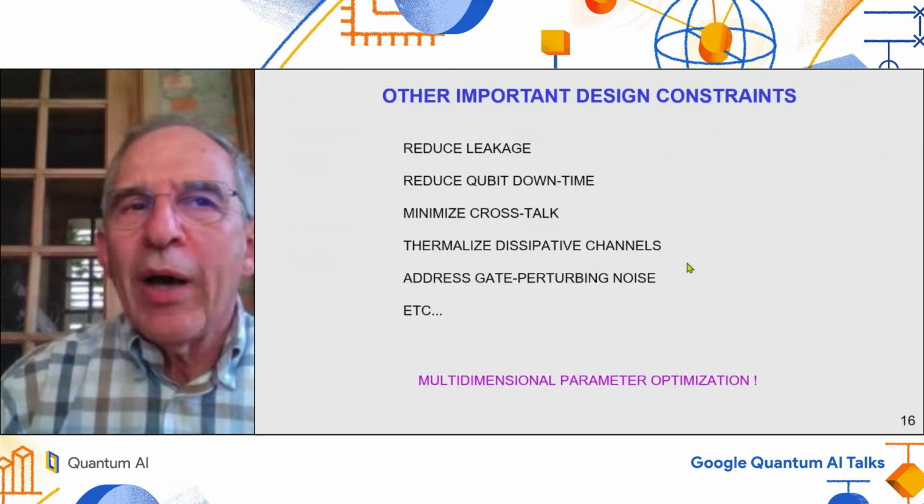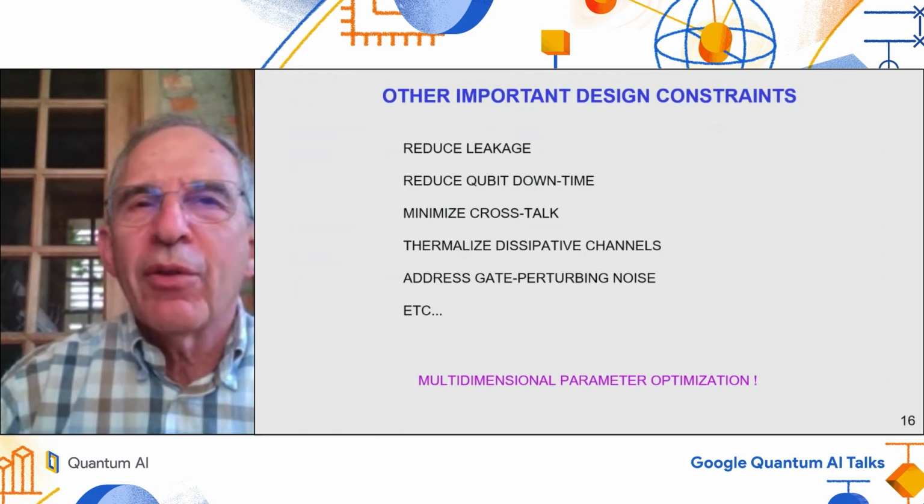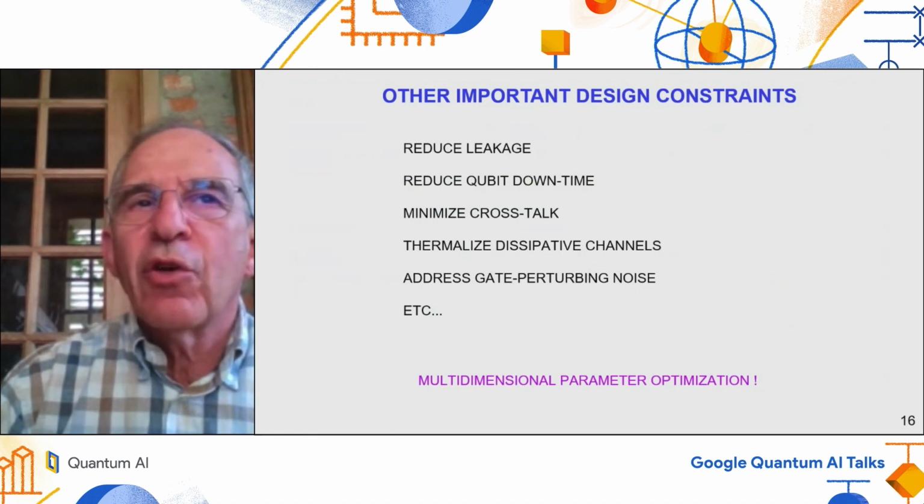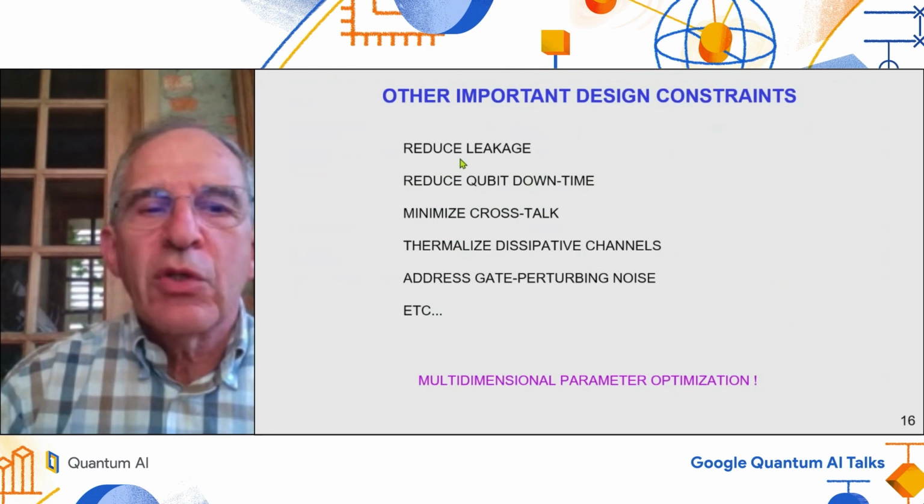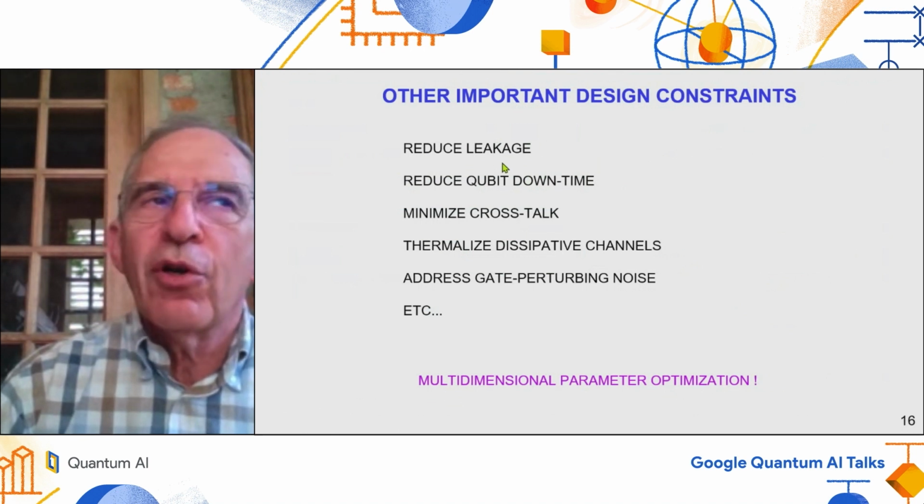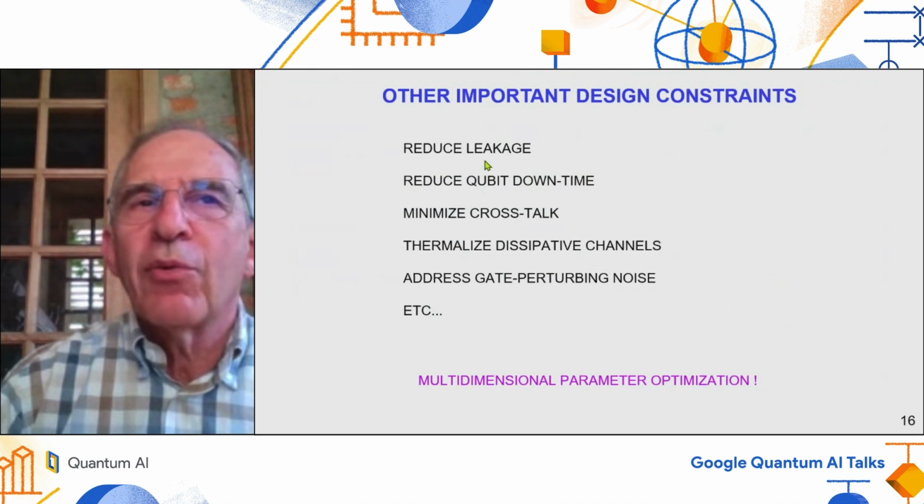The reason why you would not completely trust the table that I have just presented is that it forgets many other important design constraints. You want to reduce leakage. For instance, in doing an operation, you may leave the computational manifold, the 0-1 manifold. So that's a problem, and you have to design the circuits accordingly.